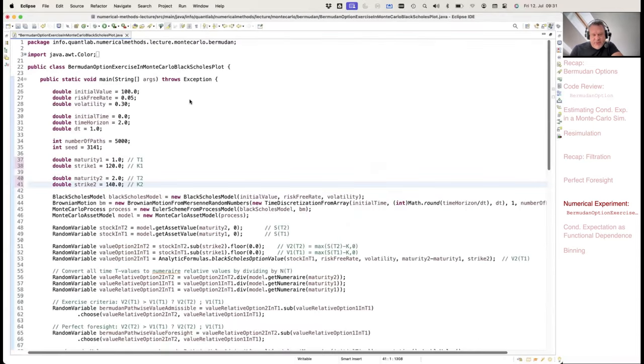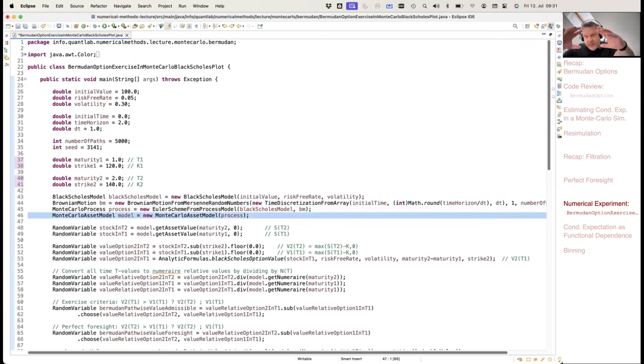So this corresponds to this situation. I now create my Monte Carlo simulation using the tools that we have, and you see this is very short, just four lines. Initialize the Black-Scholes model, initialize a Brownian motion, Brownian increments. I need two Brownian increments, one from T0 to T1, one from T1 to T2. Initialize an Euler scheme that simulates the two steps.